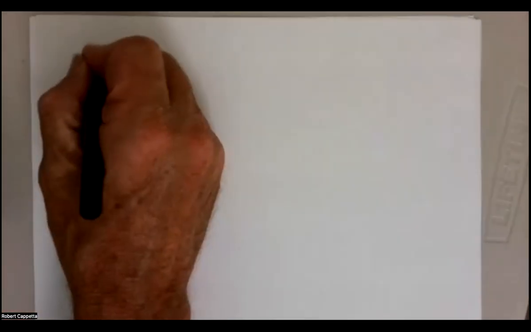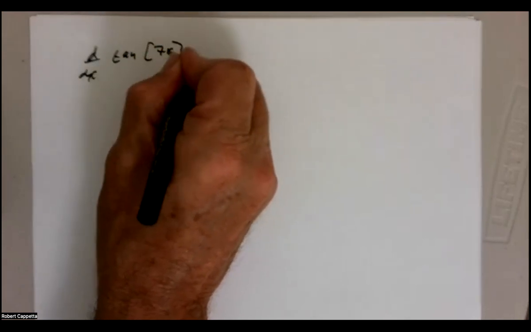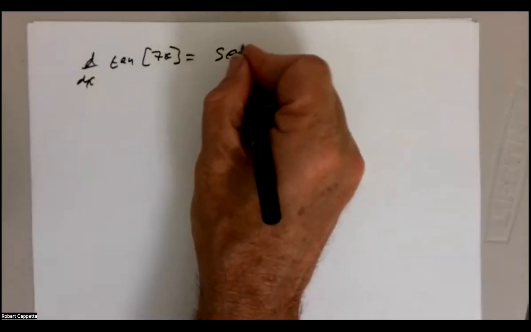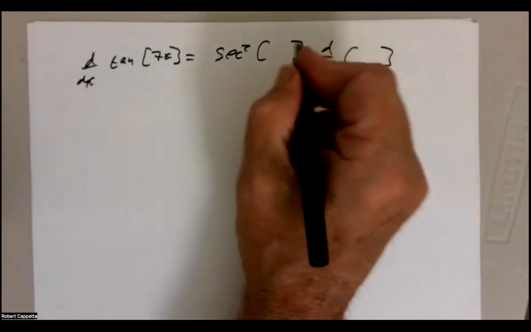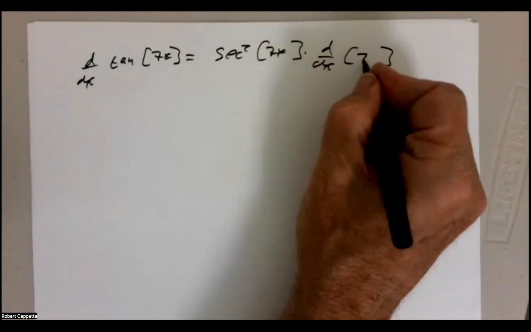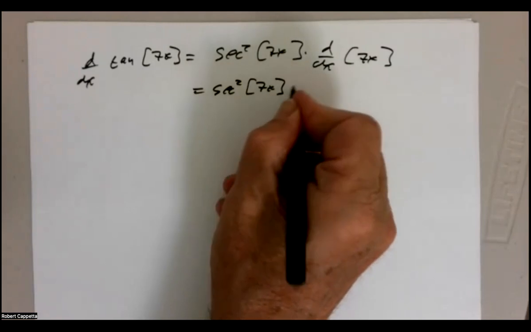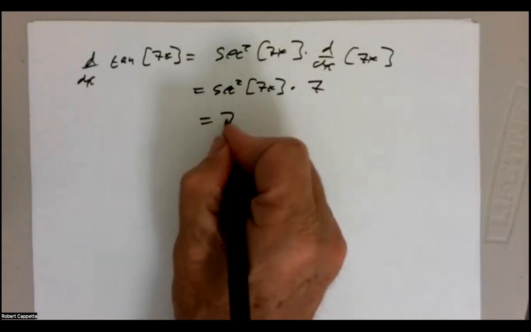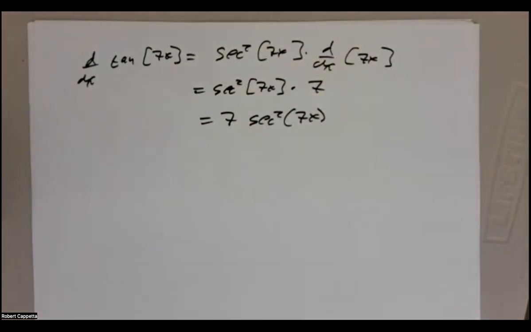Question 10. I have the derivative of the tangent of 7x. How do we do this? The derivative of the tangent of something is secant squared of something times the derivative of the something. So secant squared of 7x times the derivative of 7x, which is secant squared 7x times 7, or 7 secant squared 7x. Good. Next.